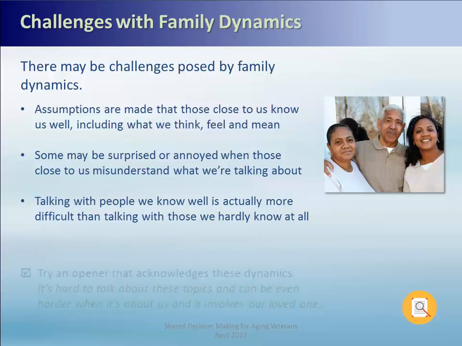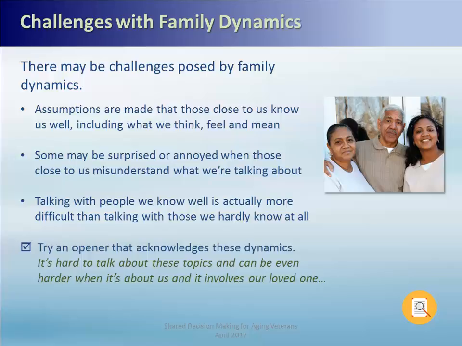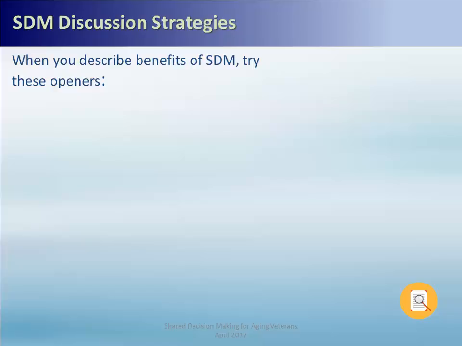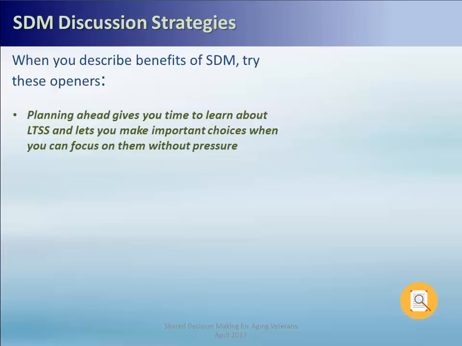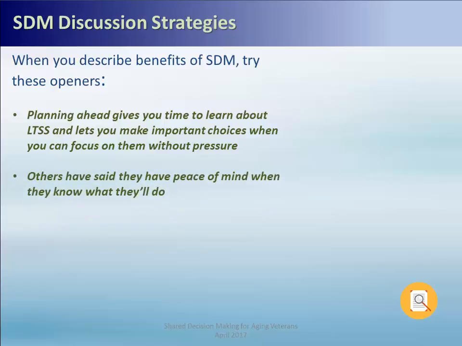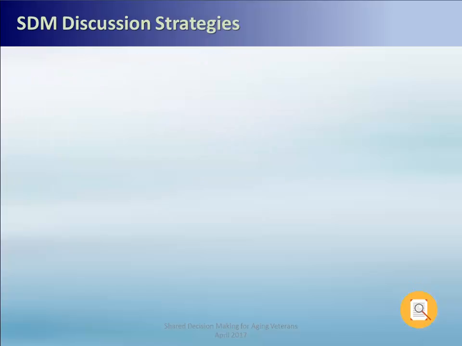One strategy is to try an opener that acknowledges these dynamics, such as, "It's hard to talk about these topics and can be even harder when it's about us or involves our loved one." When you describe the benefits of shared decision-making, try openers like, "Planning ahead gives you time to learn about long-term services and supports and allows you to make important choices when you can focus on them without pressure." Or, "Others have said they have peace of mind when they know what they'll do if they can no longer make decisions for themselves or experience declining health."